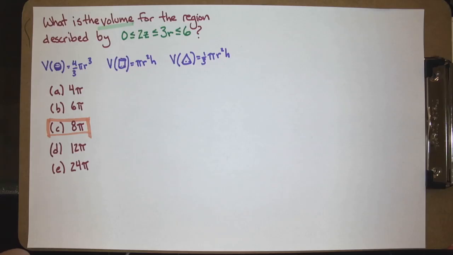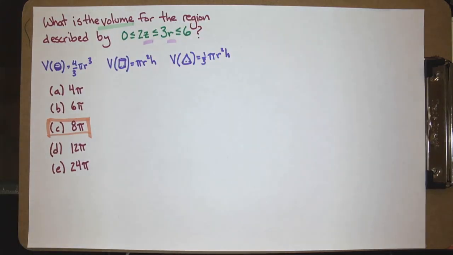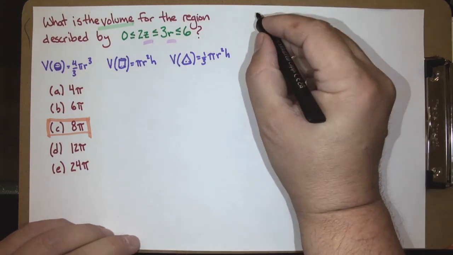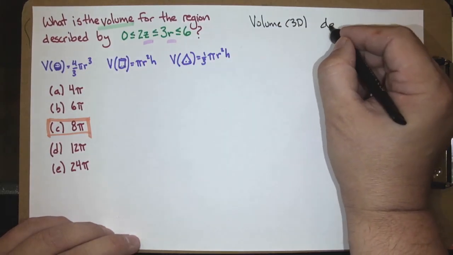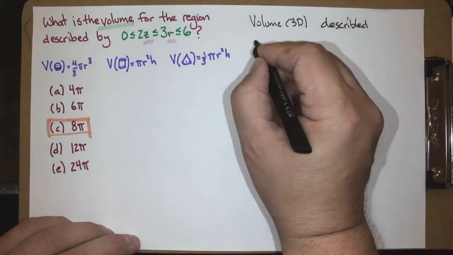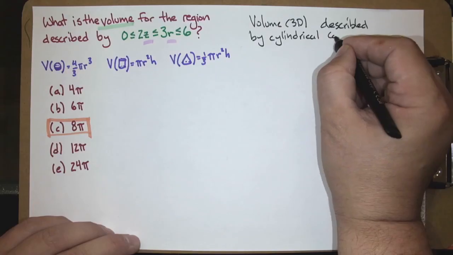And then we look at these equations and we start saying, I see things like z and r. What is that telling us? We know we're in 3D. We see z and r. Cylindrical coordinates. Okay, so we're going to be doing volume, 3D, described by cylindrical coordinates. So it doesn't explicitly state it, but we can pick up on things.